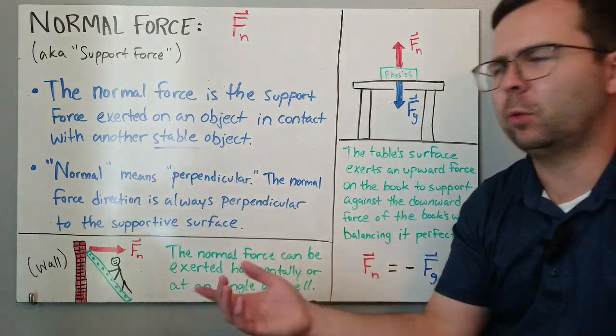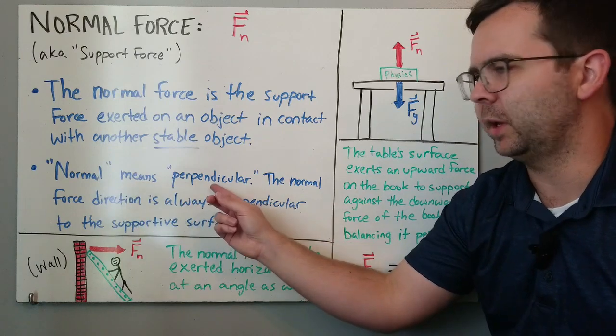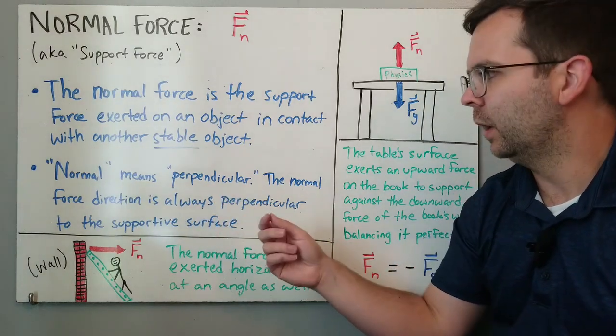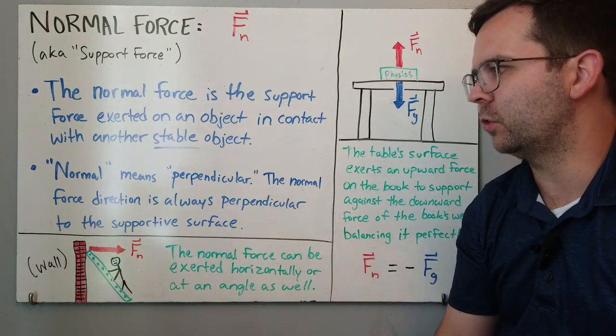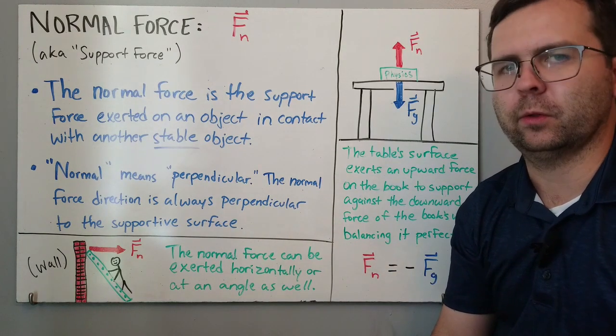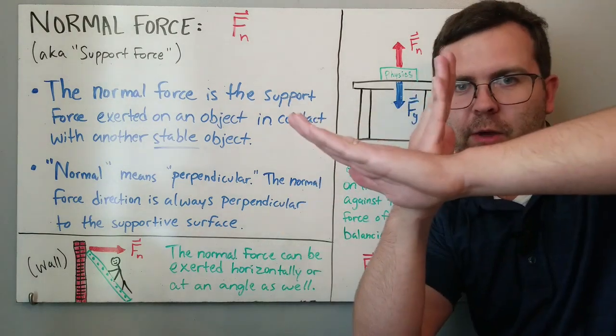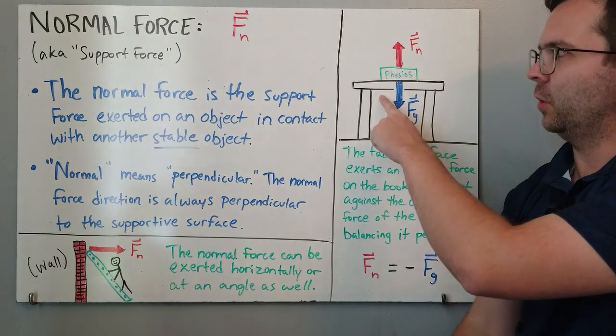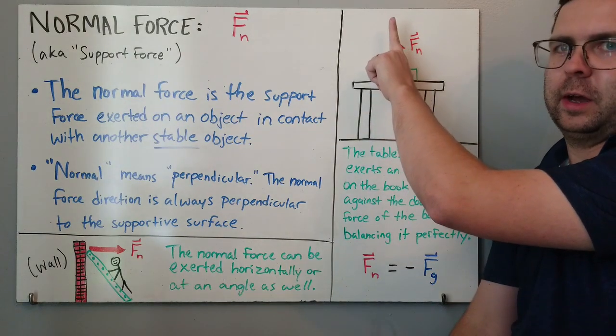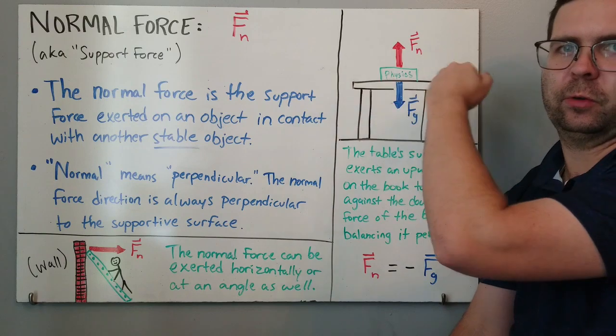Why we call it normal force is because normal means perpendicular in the math world. And so the normal force direction is always perpendicular to the supportive surface. So perpendicular means it's at a 90-degree angle, right? So in the table example, the normal force is at a 90-degree angle to the table's surface.